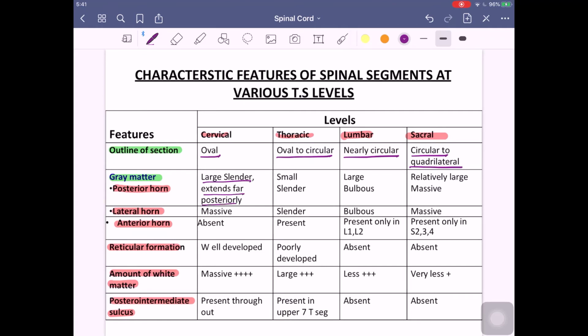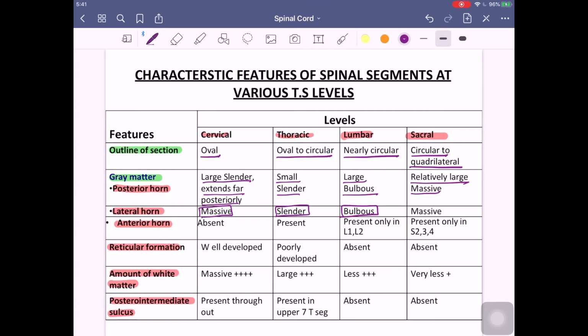So here you have a large, slender posterior horn which extends far posteriorly, whereas in the thoracic it is small and slender. Again it becomes large and bulbous in lumbar and relatively large and massive in sacral region. Lateral horn is massive in your cervical part and slender in your thoracic part, bulbous in here and massive.